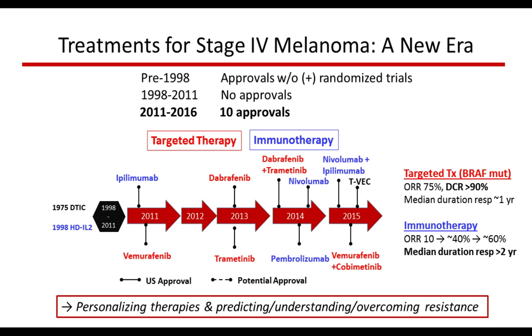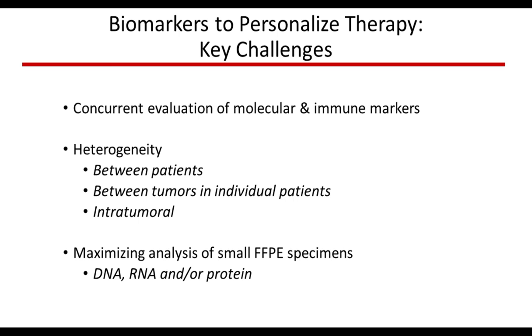How do we match each patient with the right treatment? And in particular, how can we predict, understand, and overcome resistance? And so with these questions, there's a tremendous need for new biomarkers to help us guide and personalize therapy for patients. And as we've, again, worked on this area, we've identified a number of key challenges that need to be addressed. First, the concurrent evaluation of molecular and immune markers.